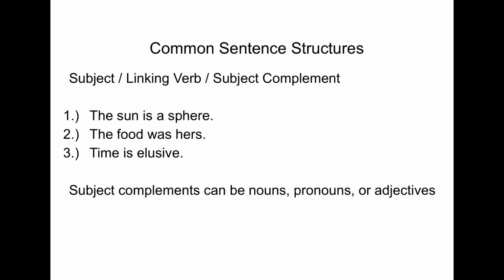So here's a common sentence structure. We have a subject, a linking verb, and a subject complement. The sun is a sphere. The food was hers. Time is elusive. Notice this subject complement will always be paired with a linking verb in the same way that direct objects are always paired with action verbs, specifically transitive action verbs, and these subject complements can either be nouns, pronouns, or adjectives.